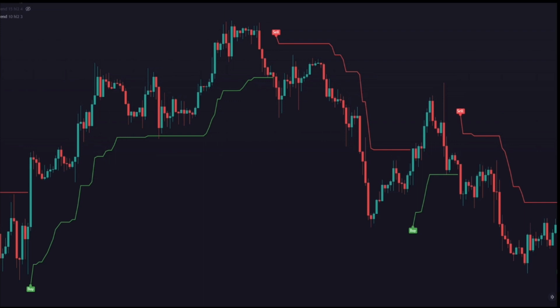The super trend indicator works this way. When the price goes above, the super trend turns green, which means the market is in a bullish trend, and we only look for buying opportunities. Similarly, when the price is below, the super trend turns red, which means the market is in a bearish trend. At this time, we only look for selling opportunities.